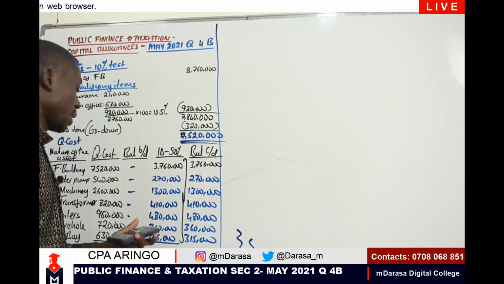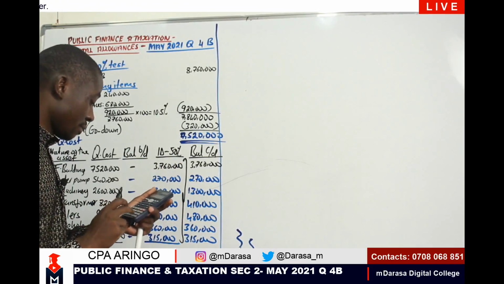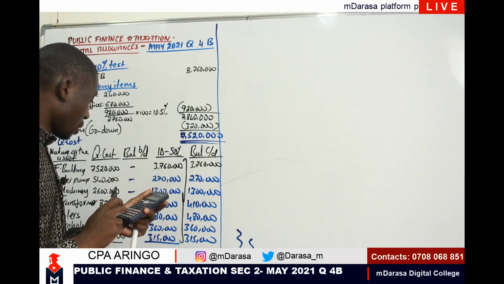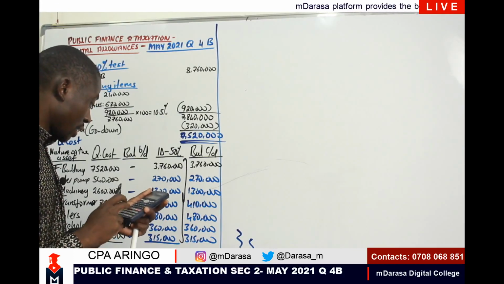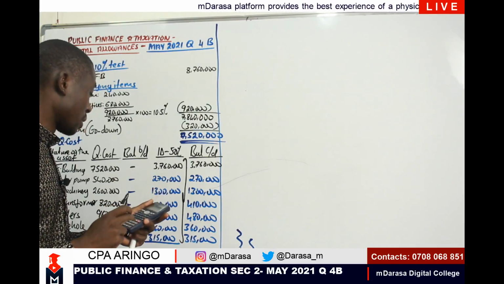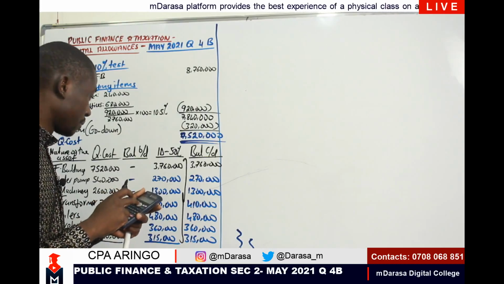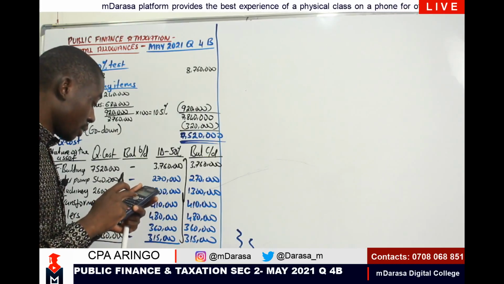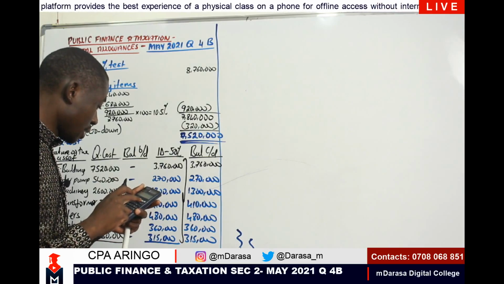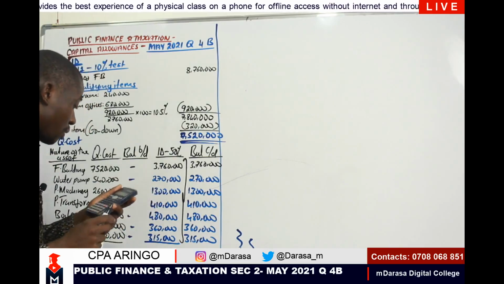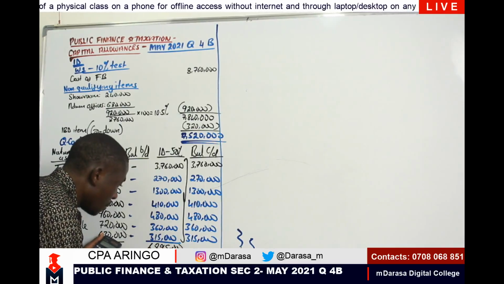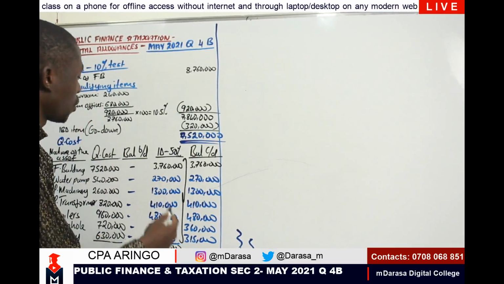Where to start quickly, we should be talking of 3,760,000. We add 70,000. We add 1.3. We add 410. We add 480. We add 360. We add 315. I believe Mwalimu has taken everything. So 3,760,070, 1.3, 410, 480, 360, and 315. So I'm having a figure of 6,895,000.